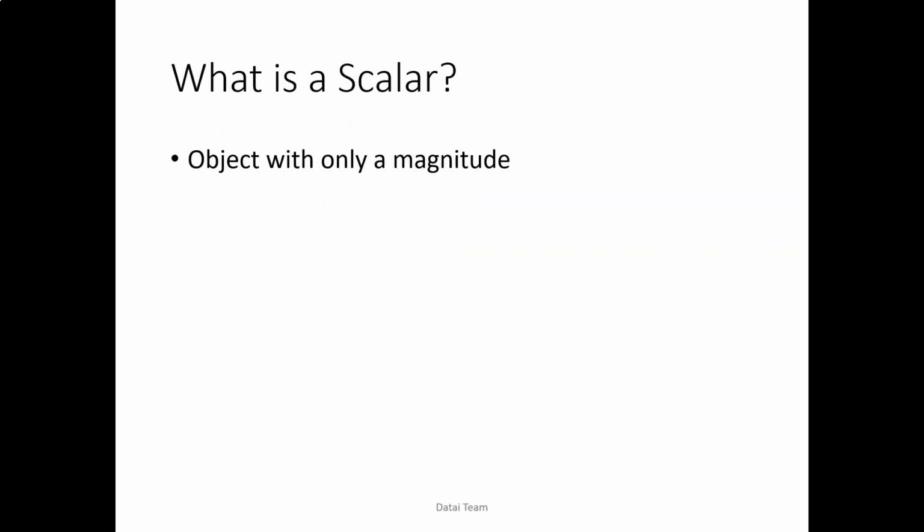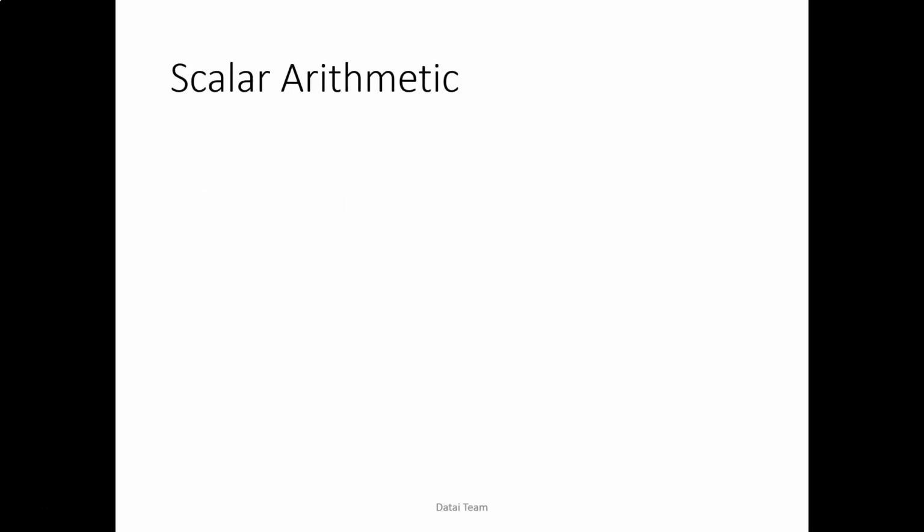Now let's answer the question, what's a scalar? It's an object with only a magnitude. For example, you can have 5 kilograms of apples, you can have $10, or you can run at, I don't know, 10 meters per second. And all of these values only have magnitudes, and they don't have a direction. They just scale something, and this is all they do.